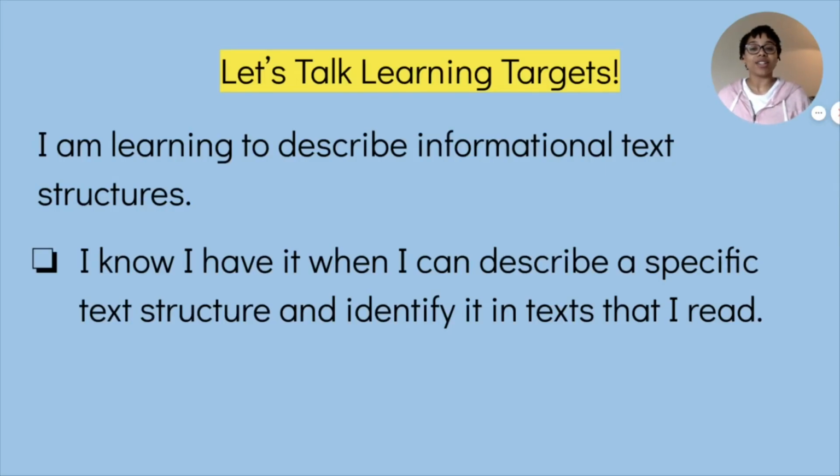Alright, so let's talk learning targets. I am learning to describe informational text structures. Our success criteria is I know I have it when I can describe a specific text structure and identify it in text that I read. Alright, so now I want you to say it with me. I am learning to describe informational text structures. I know I have it when I can describe a specific text structure and identify it in text that I read.